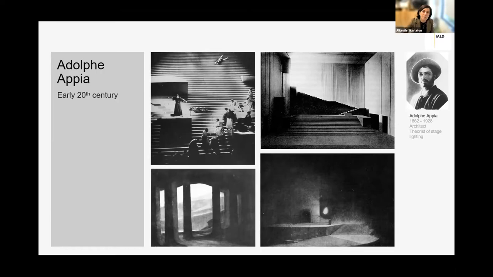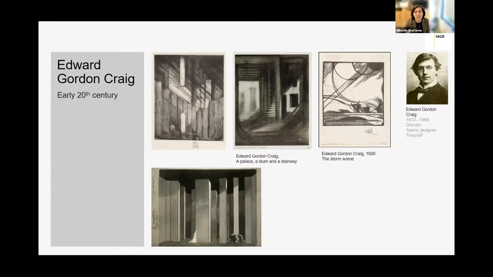Edward Gordon Craig is also a very famous name. He's a British scenic designer and director and theorist. He's famous for his stage designs and his drawings, but he's also famous for some of the things he wrote about the theater. So Edward Gordon Craig, he canceled the footlights.